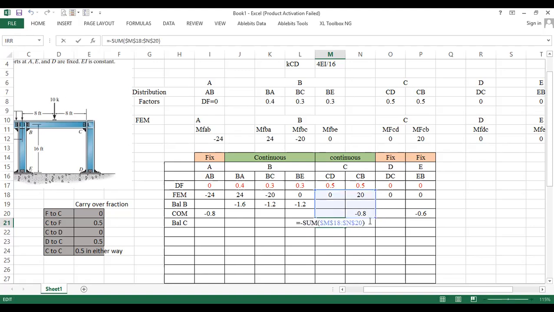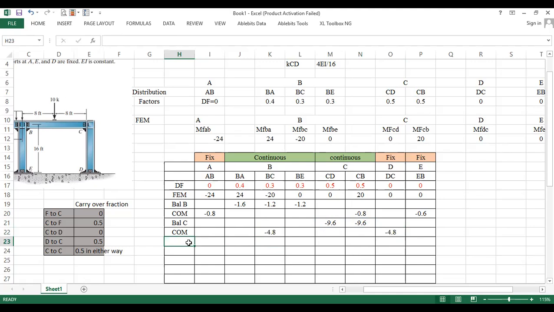And how are you going to add that? You multiply it by the distribution factor. That way, CD will take half of that, and CB will take half of that. Once you're done, you have to carry over. CD's neighborhood is DC. That's going to be continuous to fixed, so you should give half. This is going to be CB to BC. Continuous to continuous, you should give half.